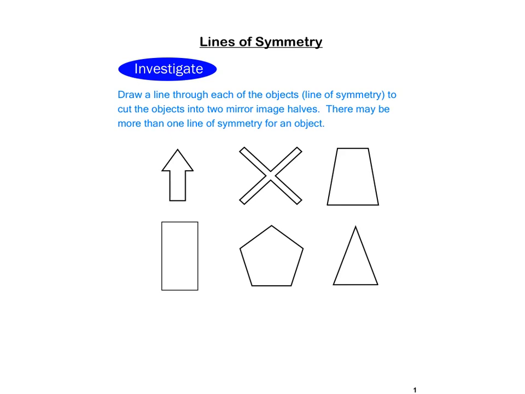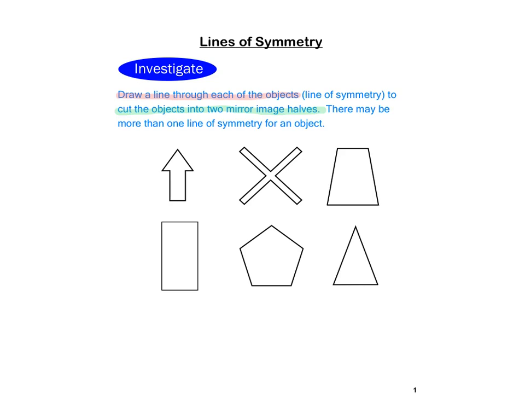So, what I want us to try and do here now is I want you to think about what would happen if we were to draw a line to each of the objects. Here's the thing that we want to do. We want to see how we can cut the objects into two mirror image halves. For example, we want to draw it so that there's an equal amount of stuff on both sides of the line, and where a line is, it looks like a mirror could go, okay?